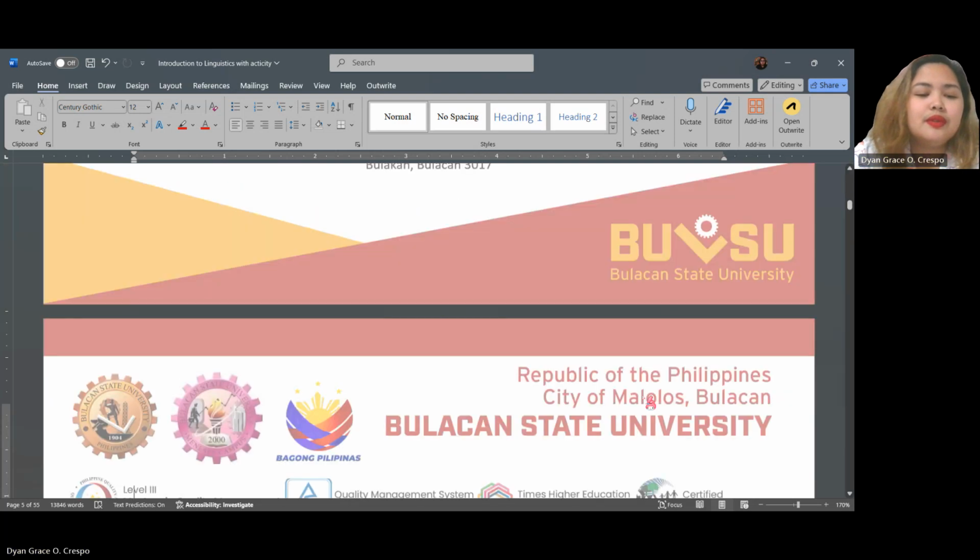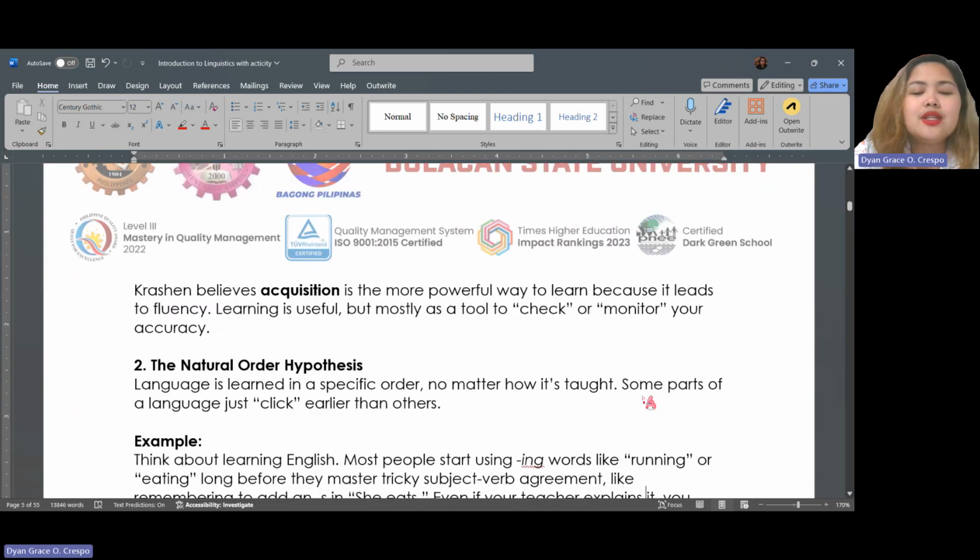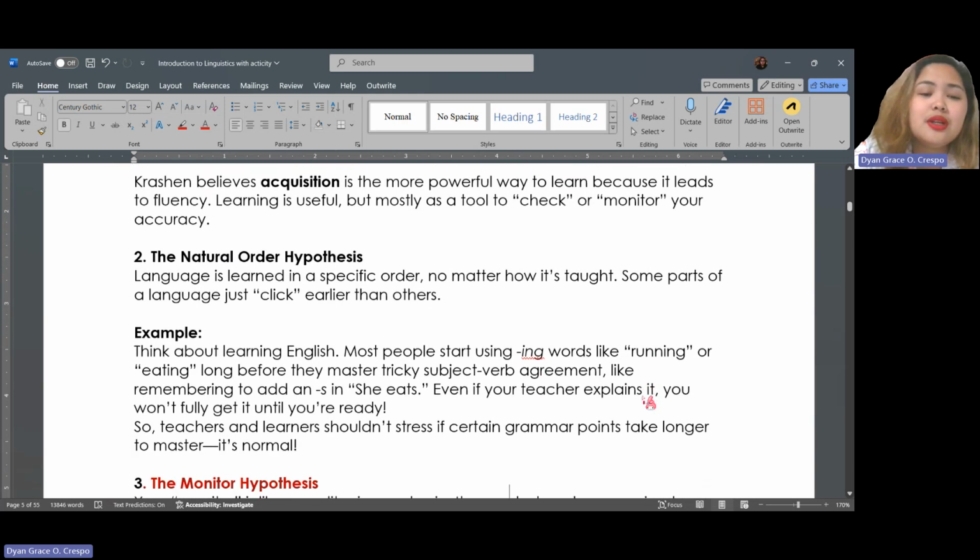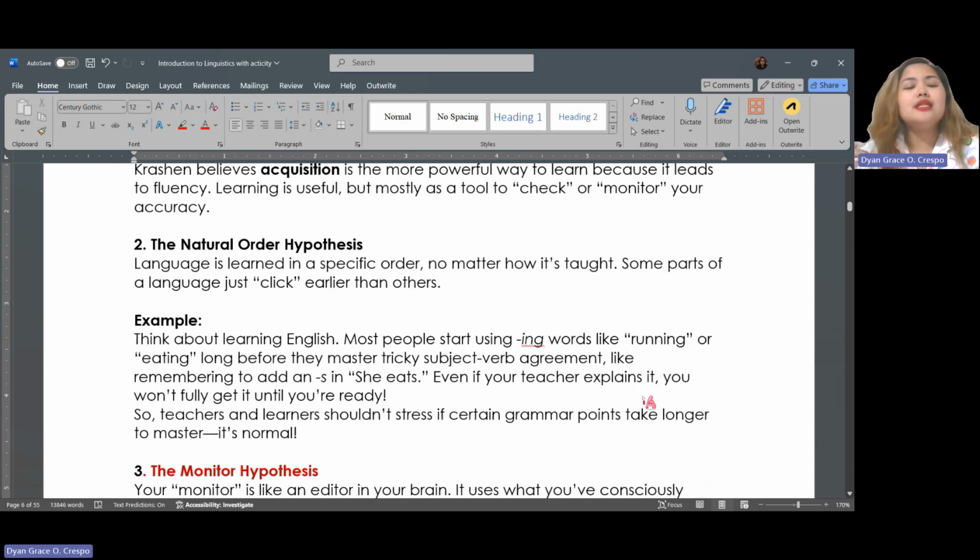So next, we have the natural order hypothesis. This is language learning in a specific order, no matter how it's taught. Some parts of the language just click. For example, about learning English, most people start using -ing, and that's usual. Running, singing. Because it's progressing, 'di ba?